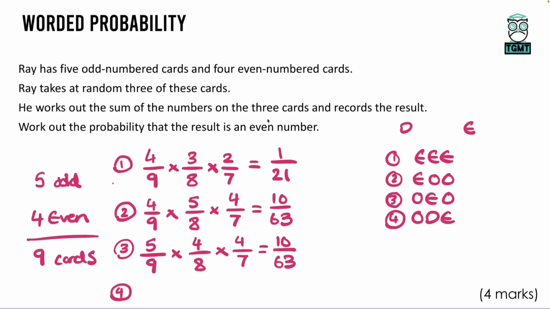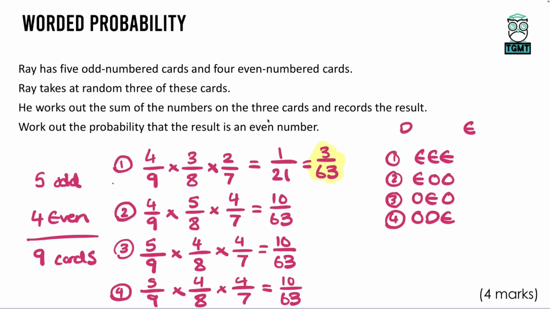Odd, odd, even. So odd, we have 5 over 9 times odd again, 4 over 8 times even, there are 4 evens, so 4 over 7. That's the same as the calculation above: 5 times 4 times 4 on the top, 9 times 8 times 7 on the bottom. So again, we get 10 over 63. Now, if you want, you could write the first one over 63 by times-ing it by 3, it would be 3 over 63. So they are all over 63.